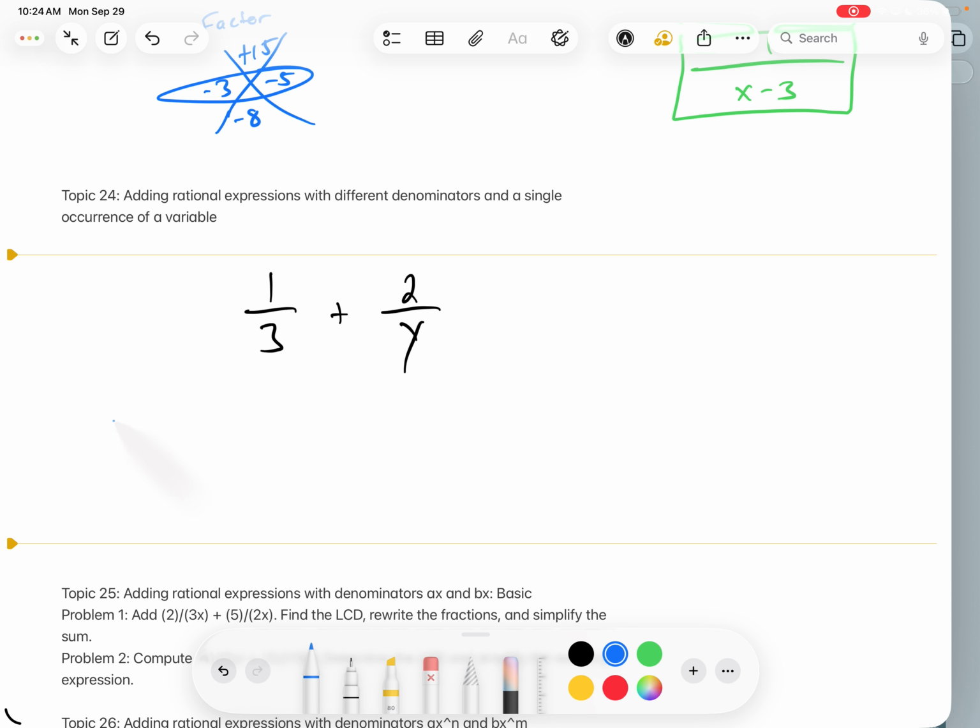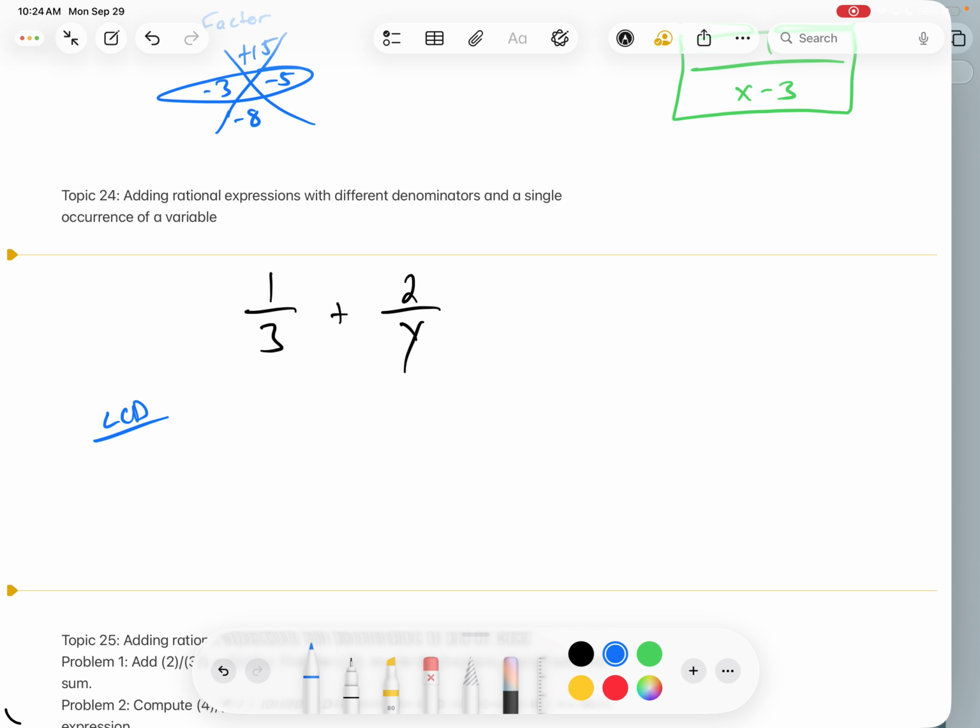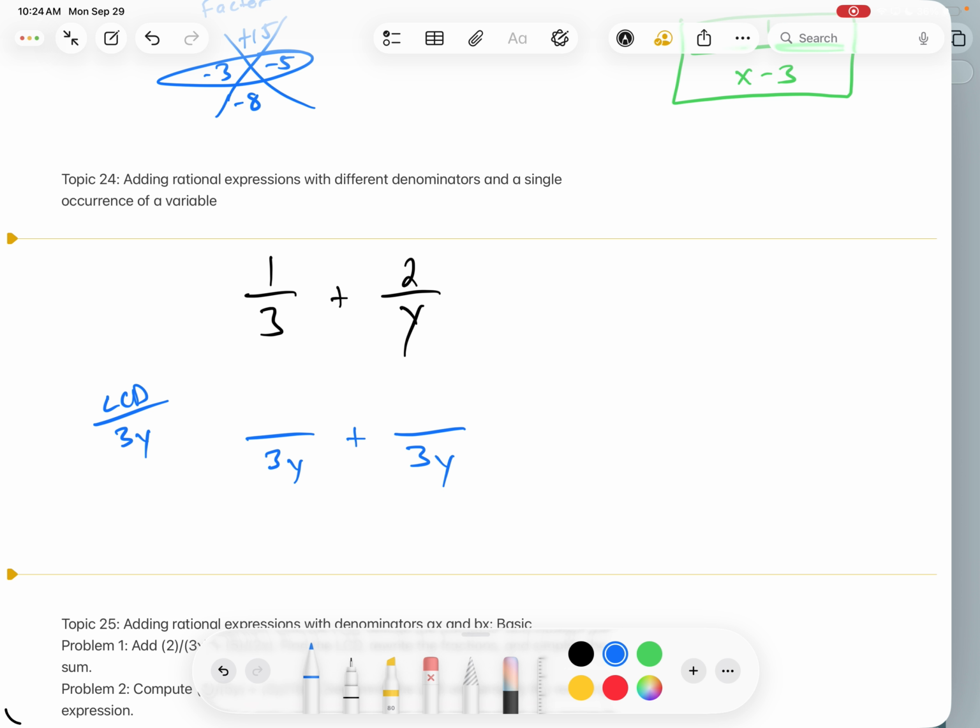First thing you always need to do is find your least common denominator. On this one, it's just going to be 3y. So I need to turn both of those fractions into a denominator with 3y. Okay? So to go from 3 to 3y, I need to multiply the bottom by y, so I multiply the top by y. To make this one look like this, I need to multiply it by 3. So I multiply the top by 3.